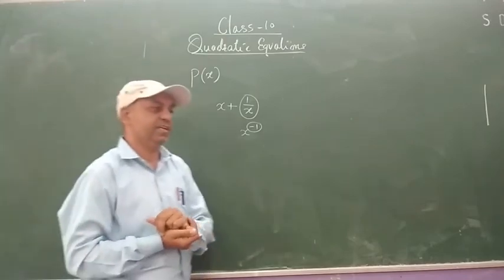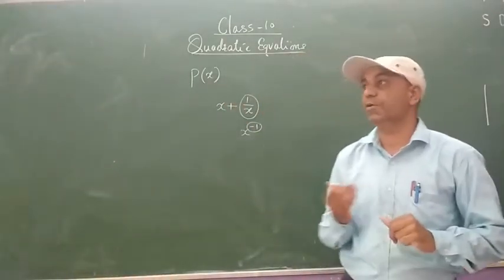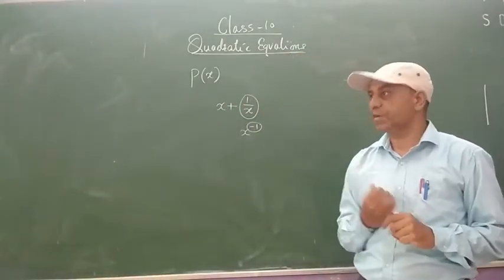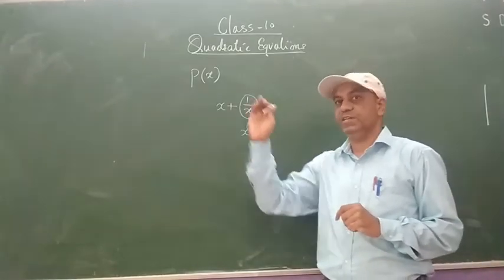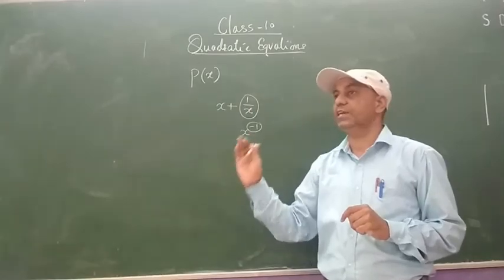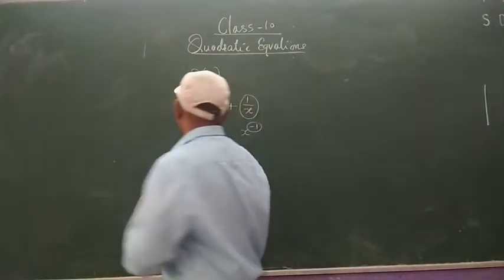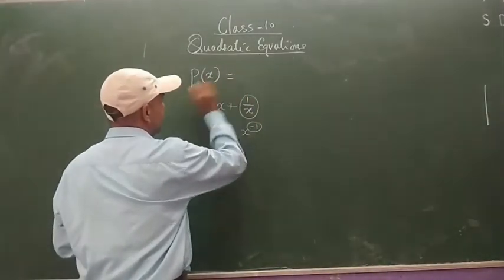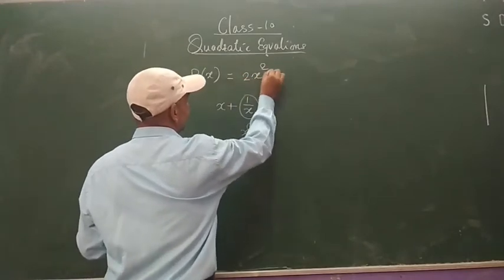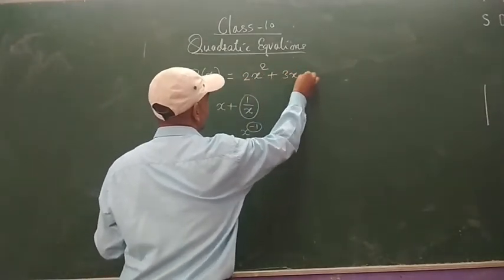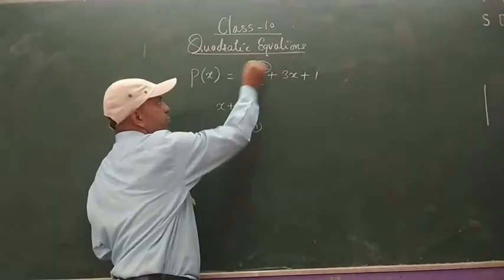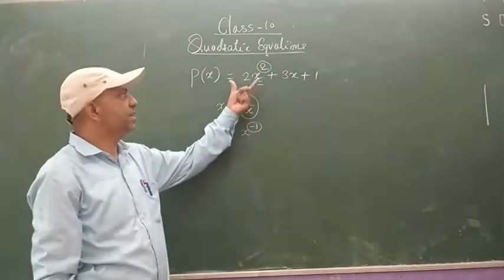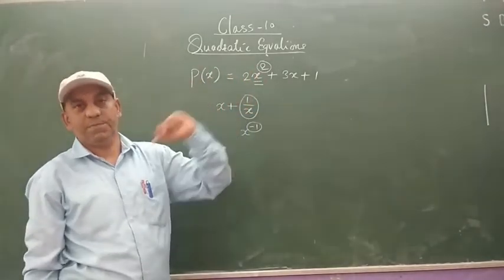And we have studied the quadratic polynomial. What is meant by a quadratic polynomial? The polynomial in which the degree of the variable is 2 is called a quadratic polynomial. Just see, P(x) is equal to 2x square plus 3x plus 1. This variable x has degree 2, which means it is a quadratic polynomial.